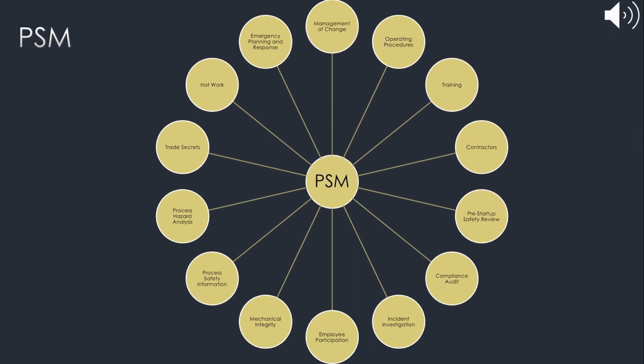In the diagram shown are the 14 elements describing the process safety management. For management of change, this includes changes to a process that must be evaluated to determine if there will be any impacts on the health and safety of the employees. For operating procedures, employers must develop and implement written operating procedures. As far as training, employers must train employees on hazards and procedures. For contractors, all contractors working on or near highly hazardous chemicals must be trained on emergency procedures and other relevant aspects of the PSM program.